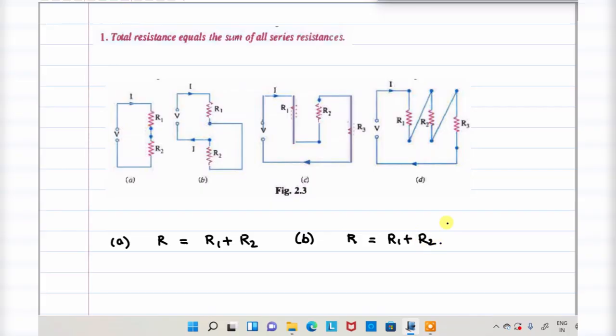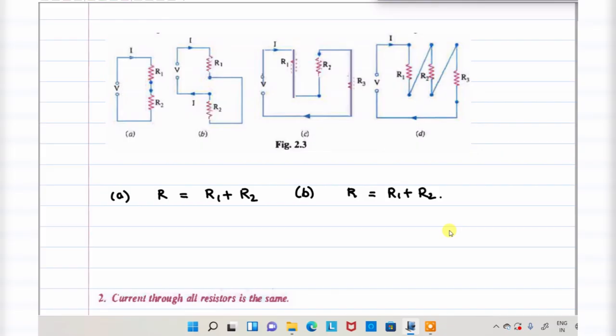So it is not directly connected, it is connected in a zigzag manner also. Look into the path of the current. No doubt about the way the circuit is connected, maybe zigzag manner or Z manner, whatever it may be, the equivalent resistance is equal to the summation of all the resistors. In the case of a single path, where current has a single path only, it is a series circuit.